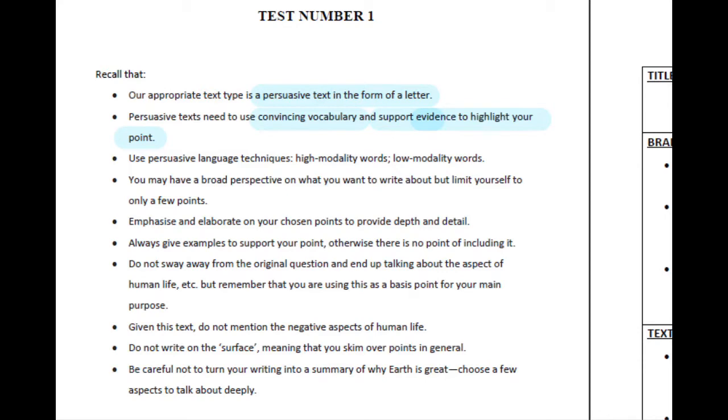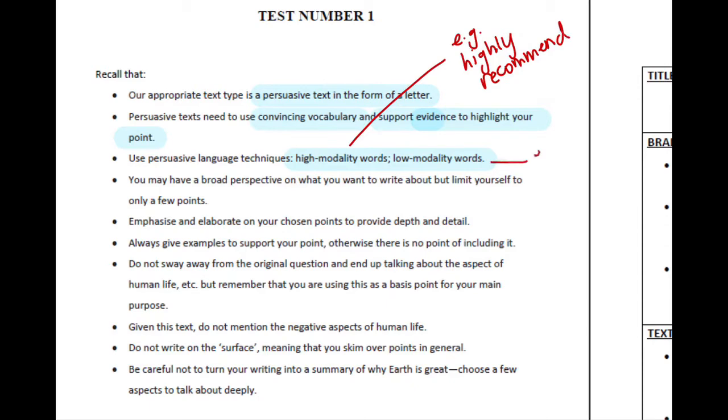And then we use persuasive language techniques such as high modality words and low modality words. So high modality words would be more catered for, for example, highly recommended. So I'll just put over here. So you're very certain about your words. That would be high modality.